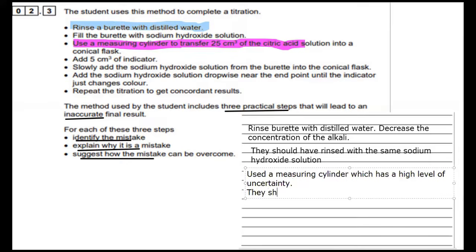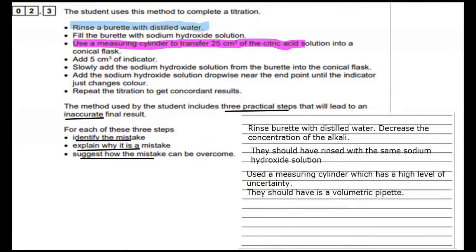So what they should have used is a volumetric pipette. You can probably just say use a pipette, but the volumetric means the one that measures a volume, not the dropping pipette that you use for food tests and staining and things like that. Okay. What's the next mistake? Let's go back up and get the old highlighter pen out. Let's highlight in a slightly different color. Okay, whoa, just below that, add 5 centimeter cubed of indicator.